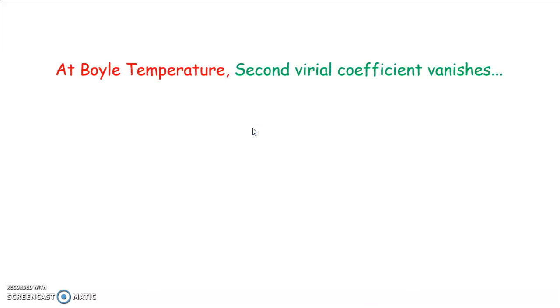The temperature at which the second Virial coefficient B is 0 for a gas is called its Boyle temperature. At this temperature, while the second Virial coefficient vanishes, the higher ones become insignificant so that PVm becomes equal to RT, which is the equation for an ideal gas.